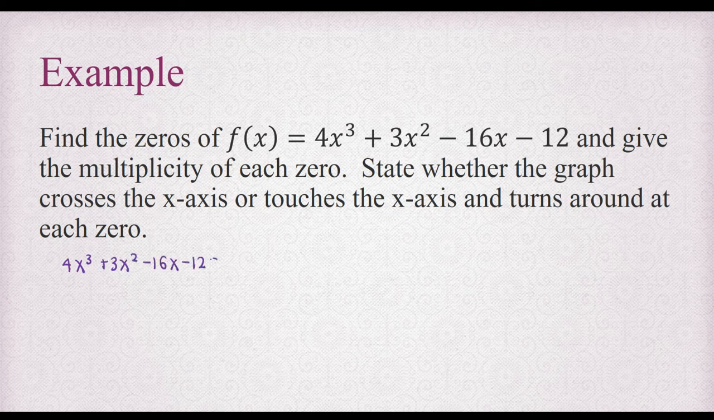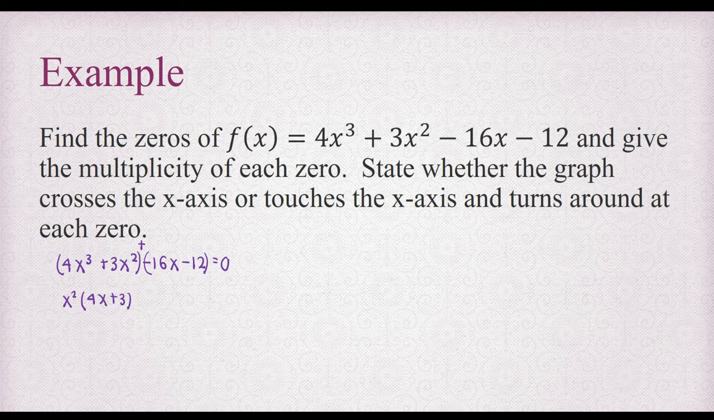for my zeros. Because there are 4 terms, I'm going to factor by grouping. I'm going to group the first two and the next two. Notice I have to keep the negative with the 16 because I always want an addition sign breaking them up. In the first parenthesis, it looks like x squared is what they have in common, and that leaves me with 4x plus 3.